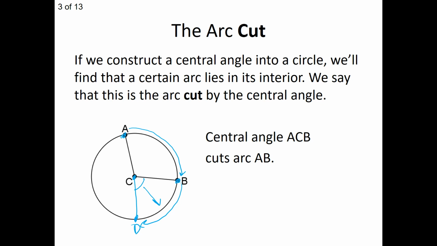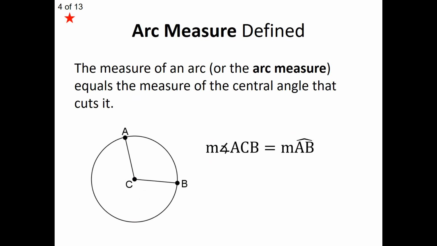Remember that all angles have some measure to them. So let's just call this angle alpha, okay? So there's some measure to this angle alpha. As it turns out, the measure of our angle relates, interestingly enough, to the measure of our arc. So let me introduce you to our next definition, what we call arc measure. In other words, the measure of an arc equals the measure of the central angle that cuts it.